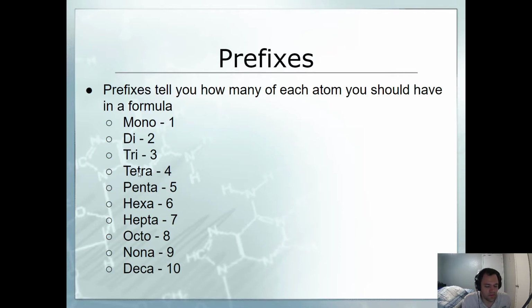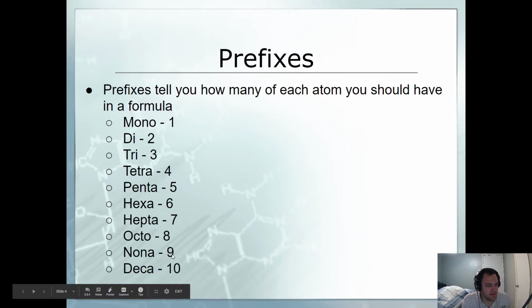Tetra, that's the one that's a little different. I honestly don't know why it's not quadra, like you'd think it would be, but what they use is tetra. So tetra stands for 4, and then penta is like pentagon. Pentagons have 5 sides, so if you've got 5 of something, you'll use the prefix penta. Hexa is for 6, hepta for 7, octo for 8, nona for 9, and deca for 10.